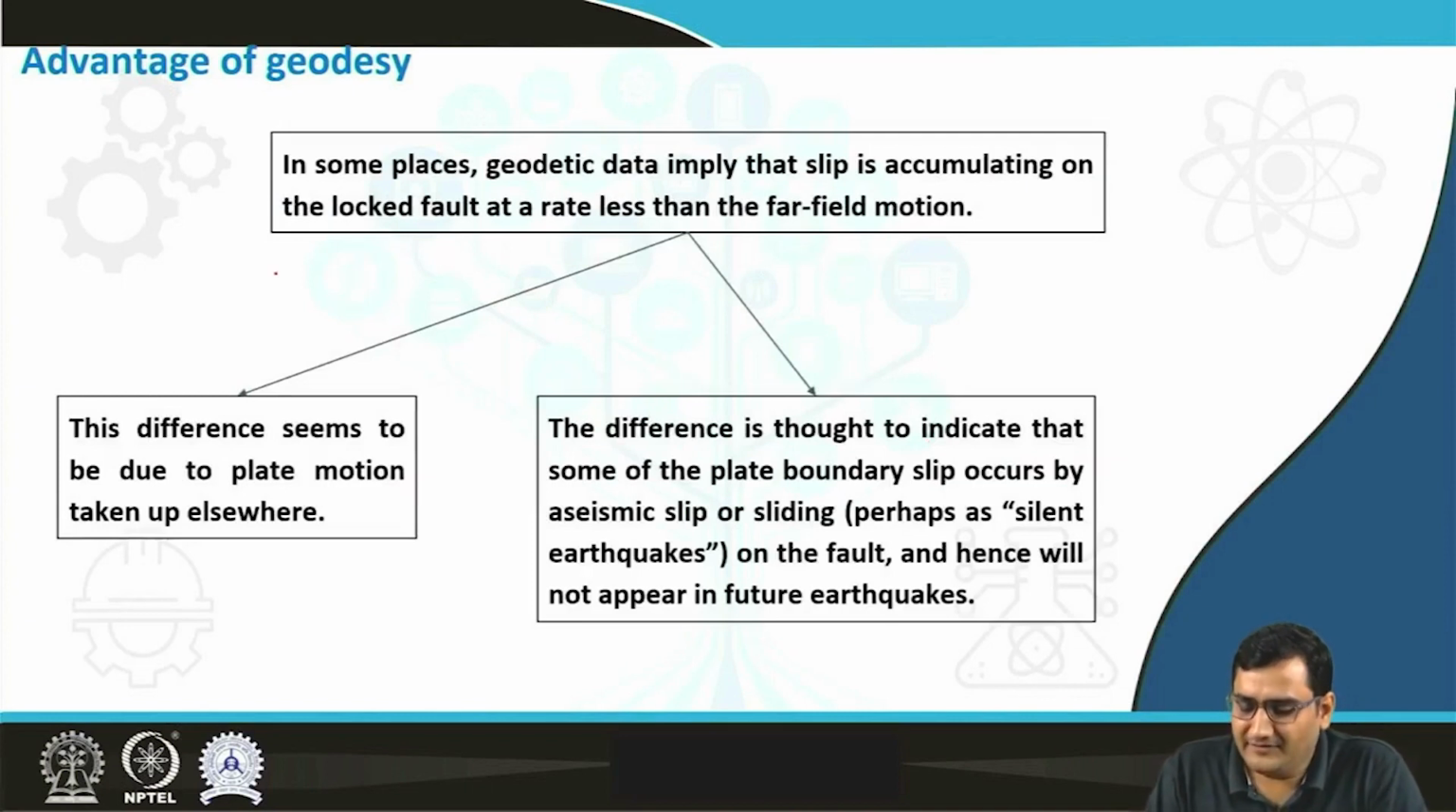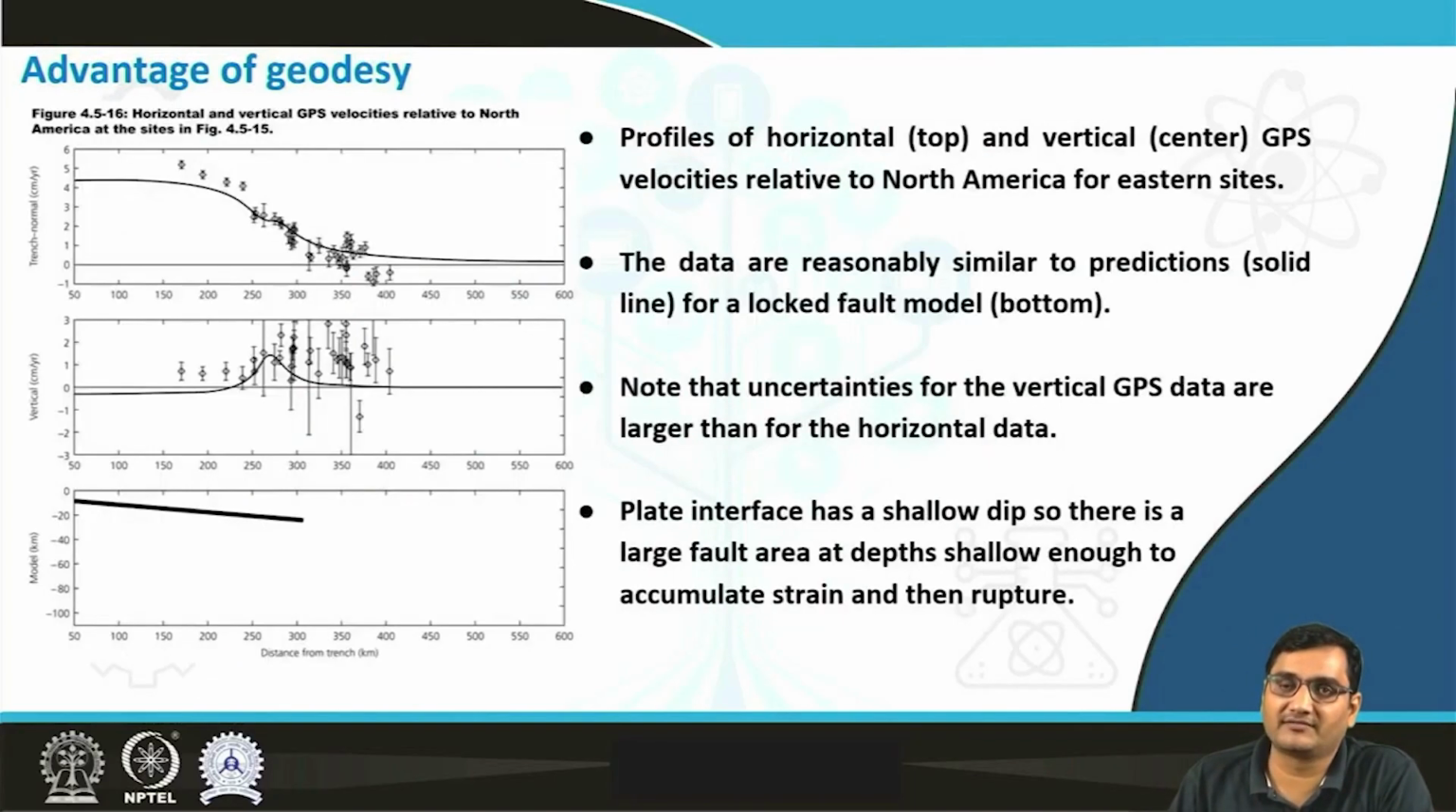And in some places, the geodetic data imply that slip is accumulating on the locked fault at a rate less than the far field motion. This difference seems to be due to plate motion taken up elsewhere. This is thought to indicate that some of the plate boundary slip occurs by aseismic slip or sliding, perhaps as silent earthquakes on the fault, and hence will not appear in future earthquakes.